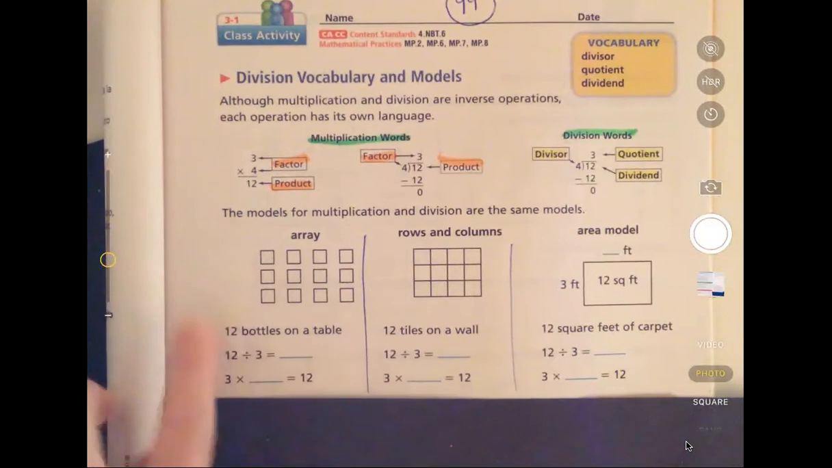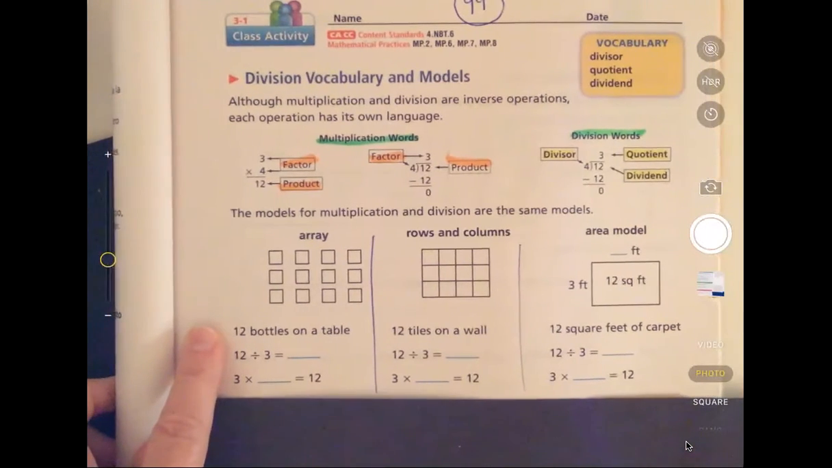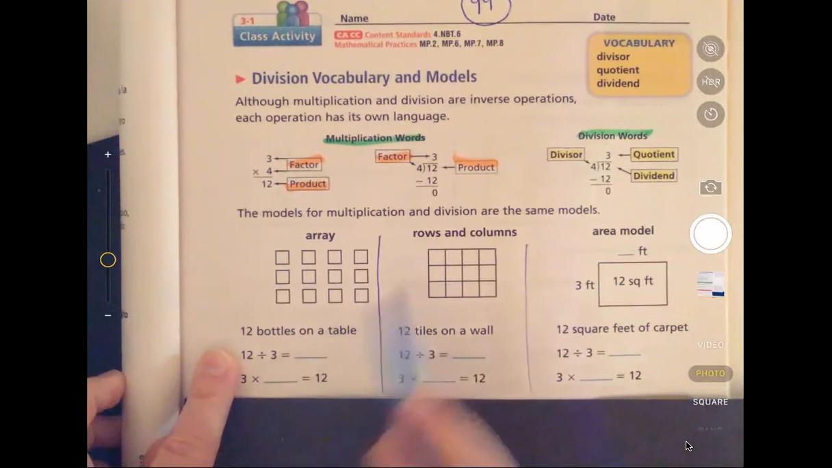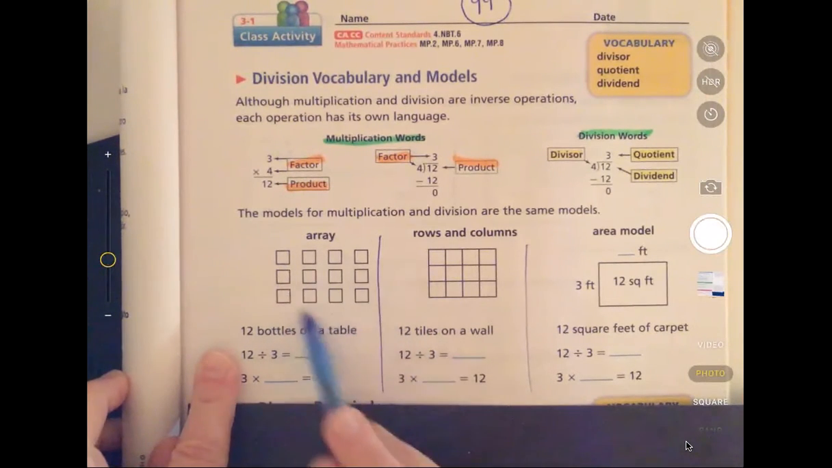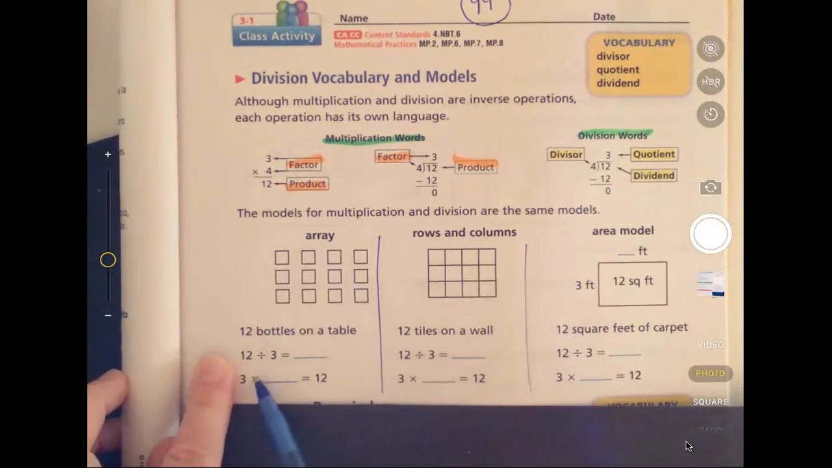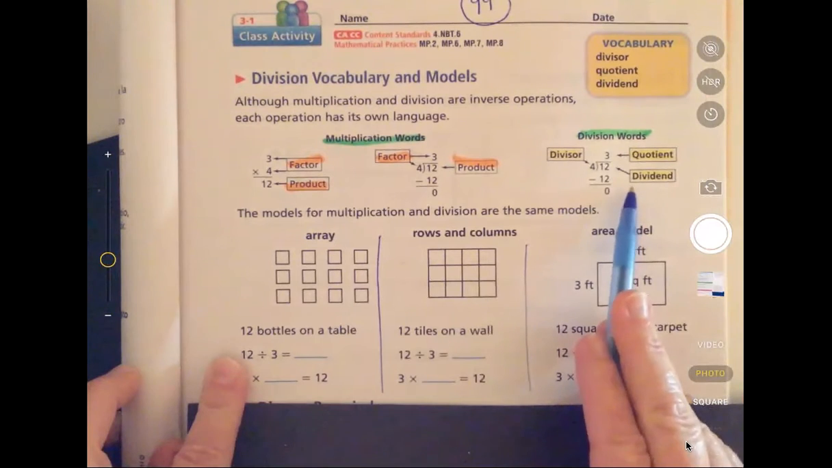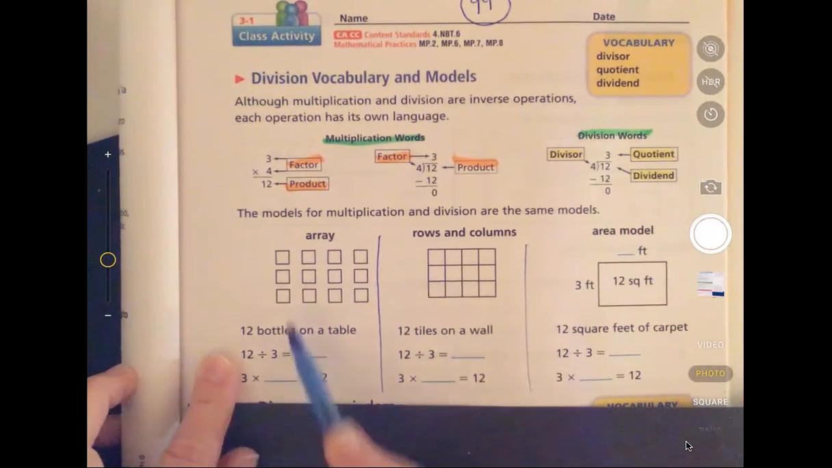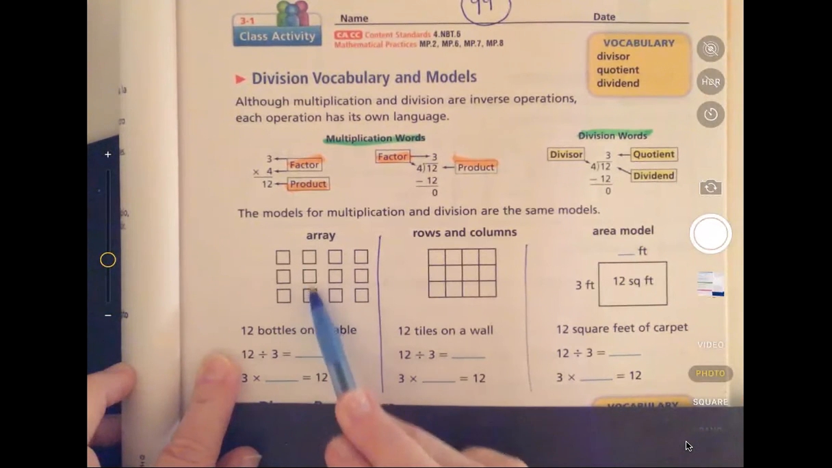So if you're using an array, 12 bottles on a table. We could say if we're using division, we'll start with the total amount, right? The product, or we could say the dividend. 12 divided by 3, right? Because here we have 3.